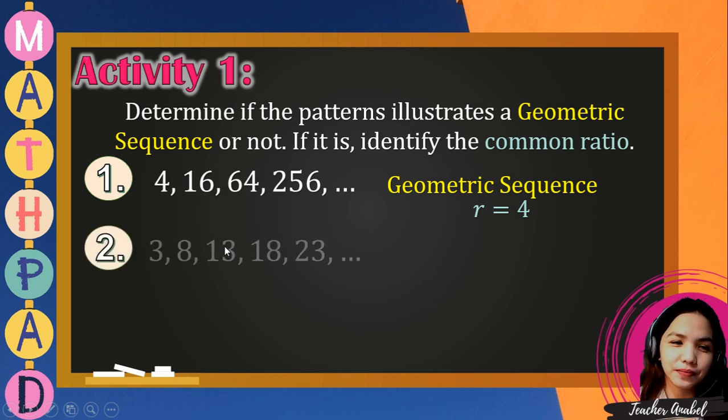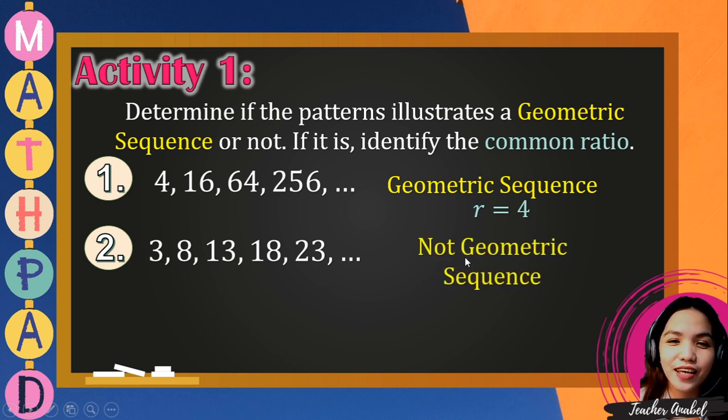Next, 3, 8, 13, 18, 23. Is it geometric sequence or not? Correct. This is not a geometric sequence. Rather, this is an arithmetic sequence because there is a common difference here, which is 5.